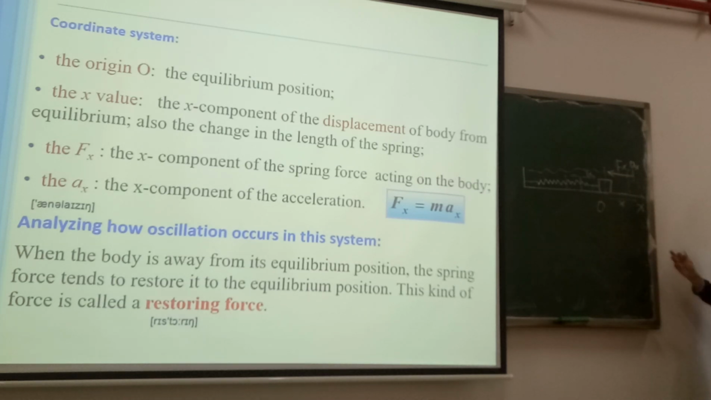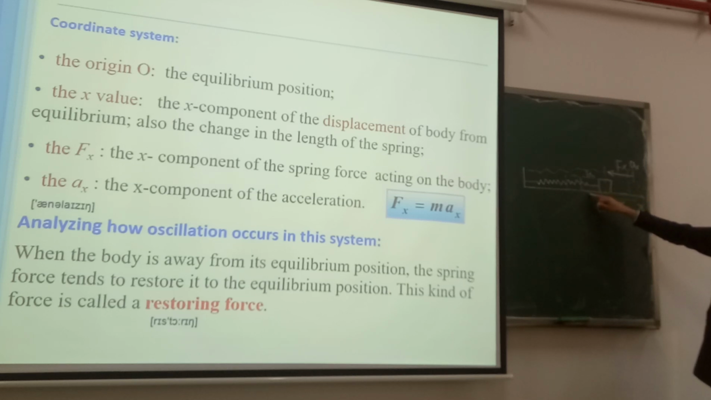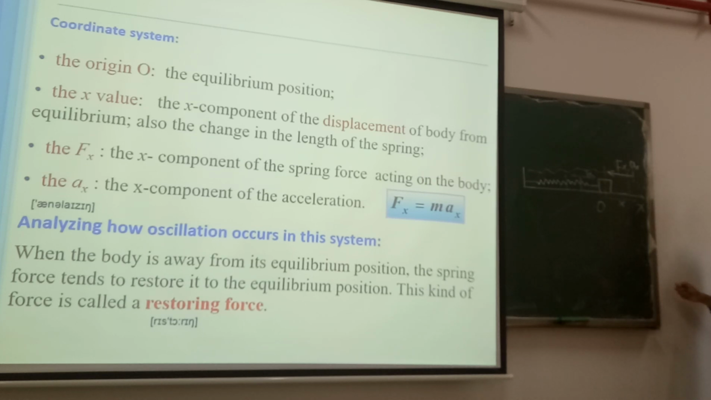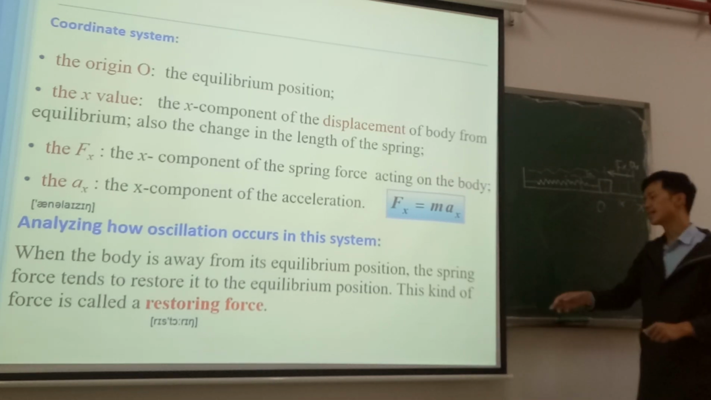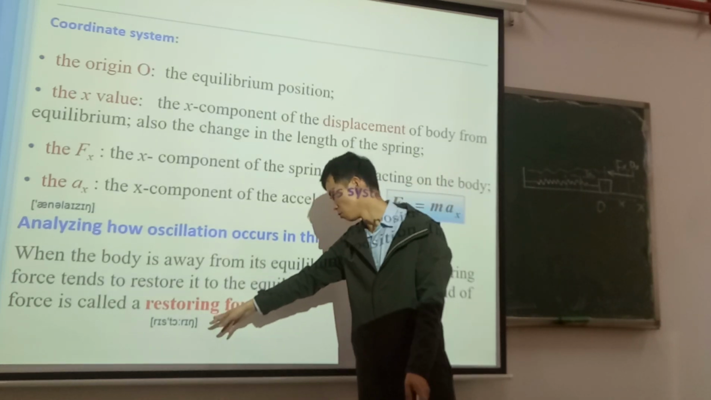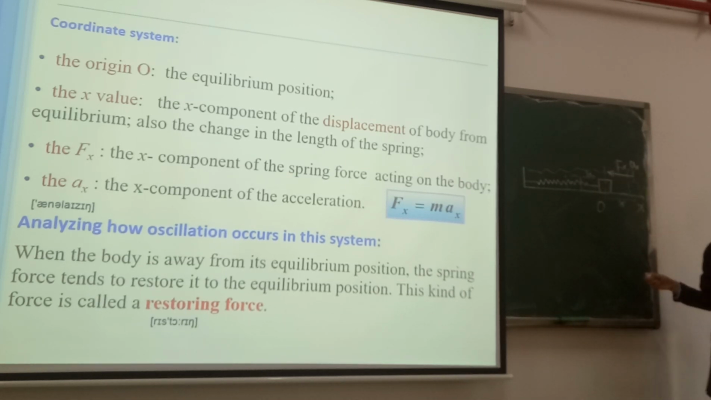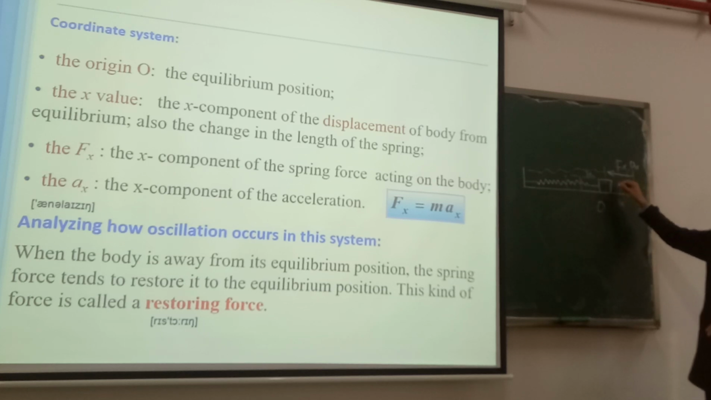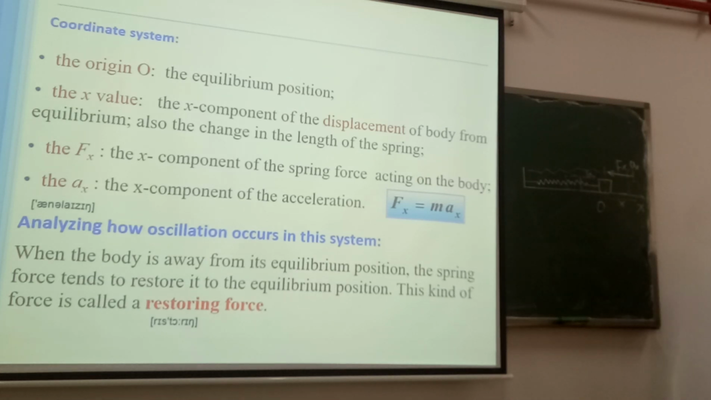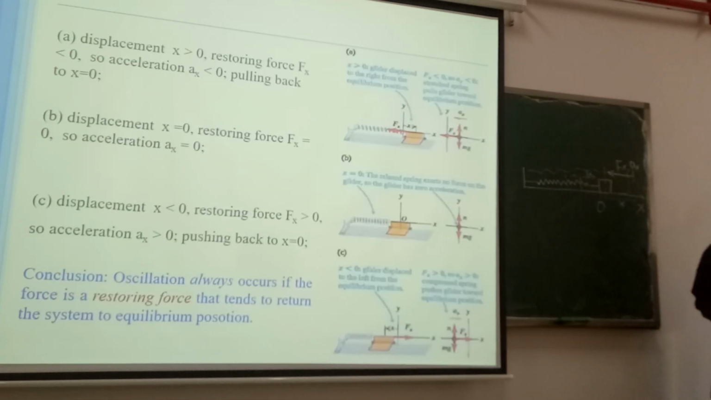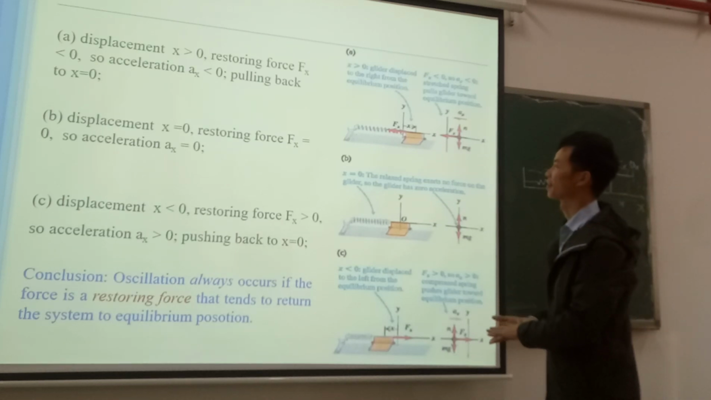So we can say the force is always in the opposite direction to the displacement. It always has the tendency to pull the body to the equilibrium position. So we say this kind of force is restoring force. It is the restoring force because the force always tends to push the body to the equilibrium position. So this is the process of the oscillation.